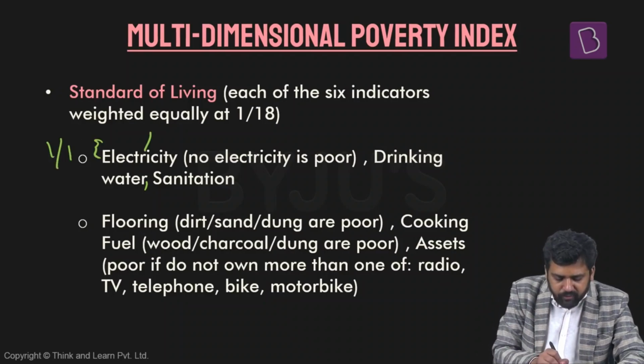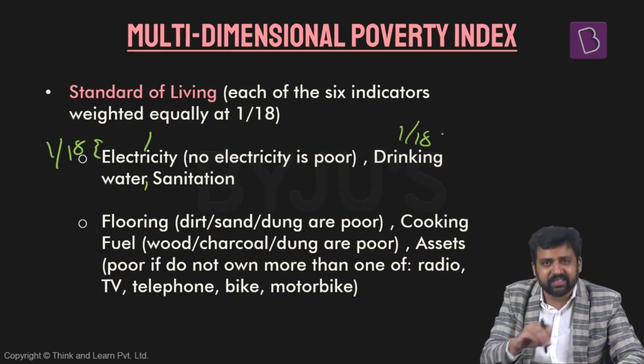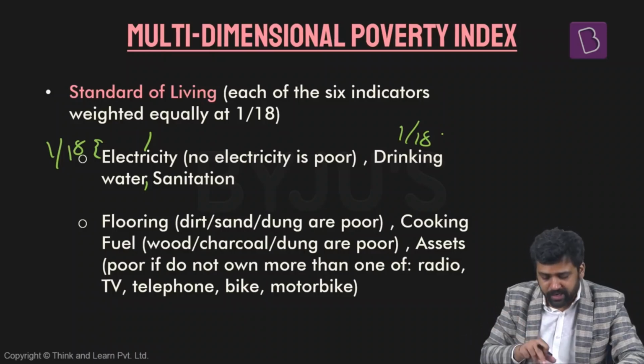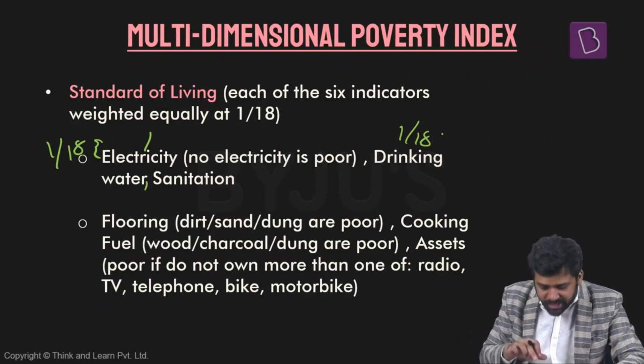Each of these parameters has a weightage of 1 by 18. So if they don't have electricity supply, the score gets reduced by 1 by 18. If they don't have drinking water supply, the score gets reduced by 1 by 18. If they don't have toilet facilities, the score will get reduced by 1 by 18. If they don't have a concrete floor, the score will get reduced by 1 by 18.